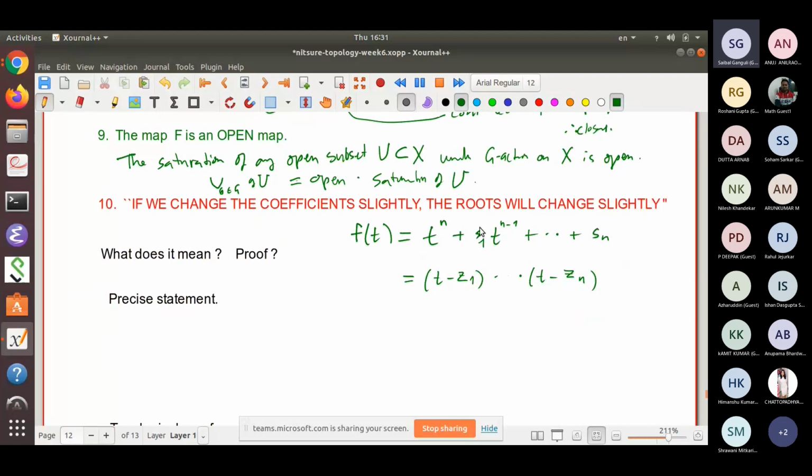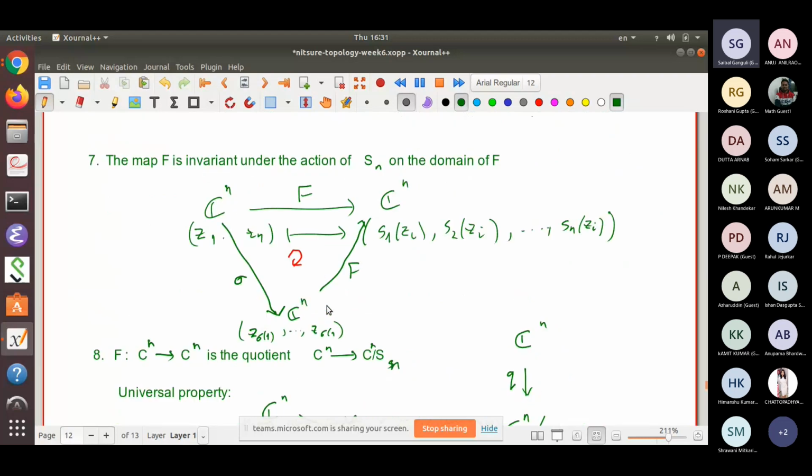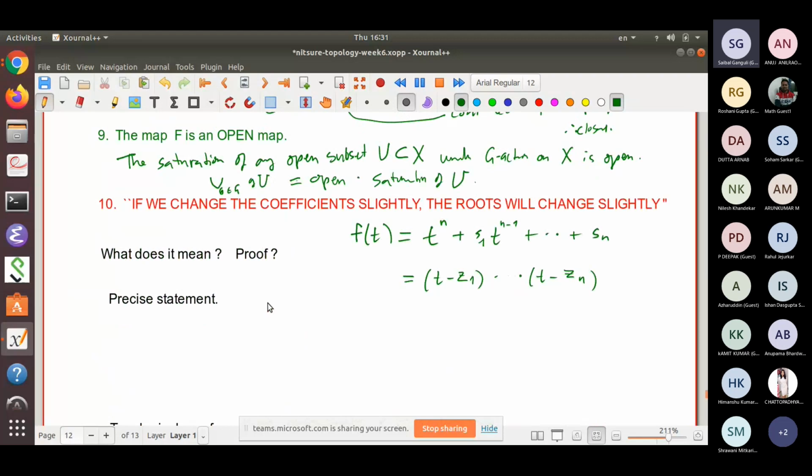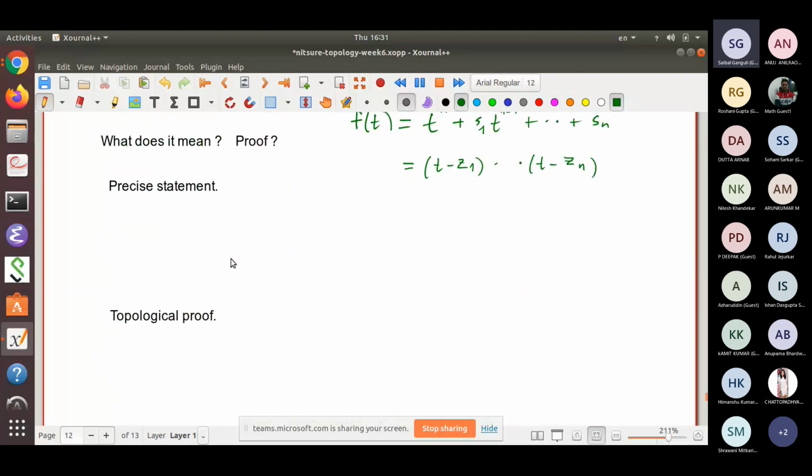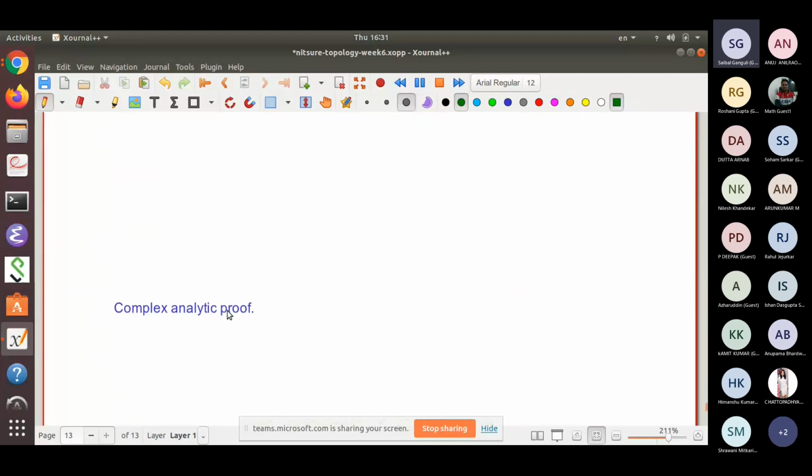So if I vary each one of s1, s2, up to sn slightly, do the zi's vary slightly? What does this mean? Because it's not even a function of these. So we want to make this statement precise and prove it, using what we proved here, that this morphism is proper and so on. That will be a topological proof. But then we'll give a complex analytic proof also, using the Cauchy integral formula fundamentally.